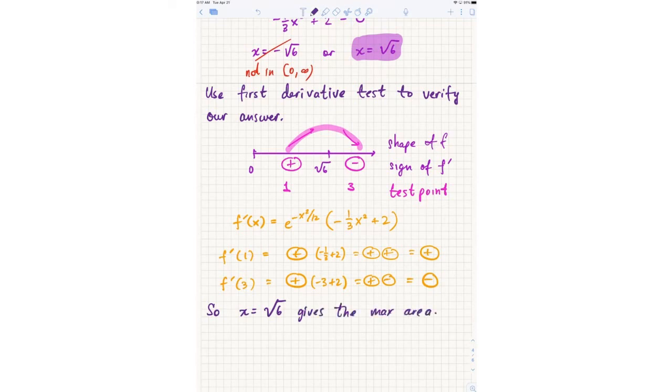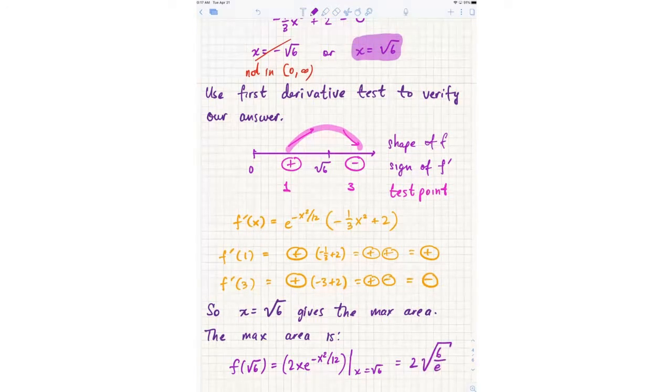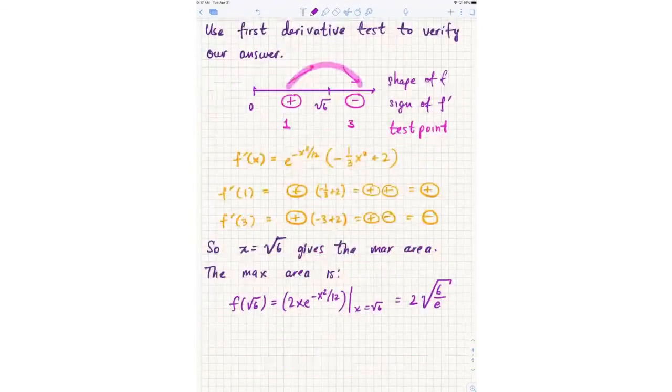The question actually did ask for the maximum area, so we just need to substitute that back in. So our maximum area is f of root 6, and the original function was 2x e to the negative x squared over 12, and I'm substituting in x equals root 6. So we substitute that in, and we end up with 2 times square root 6 over square root of e, because notice if you put in square root 6 here, you get e to the negative 6 over 12, which is e to the negative 1/2, and that's 1 over square root e. So that's why you get kind of a double square root.